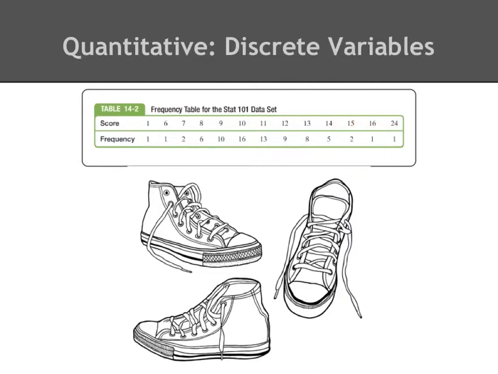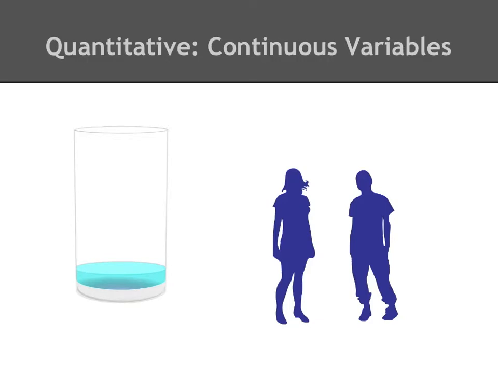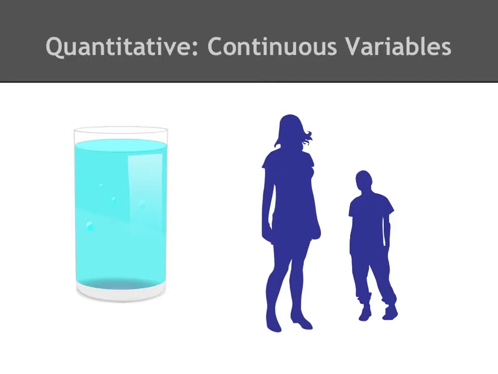Some other examples of discrete variables are items for sale because they are sold by certain increments. Another example is shoe size. Shoe sizes are measured in whole or half sizes. Continuous variables can be measured continuously or by arbitrarily small increments. Examples of a continuous variable are the volume of water in a glass and a person's height, weight, and age.